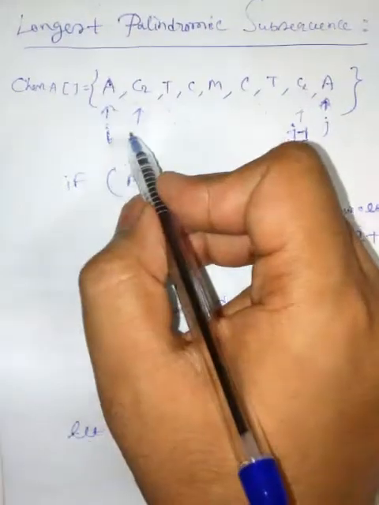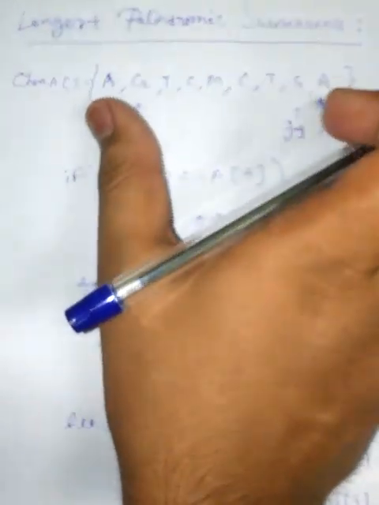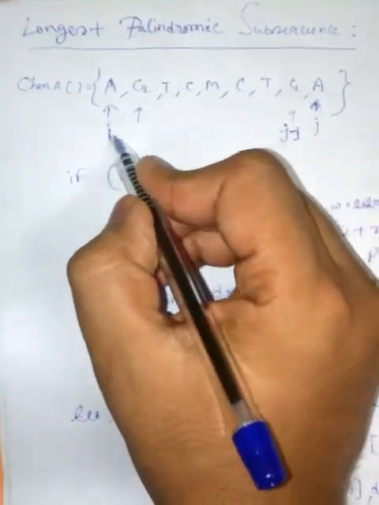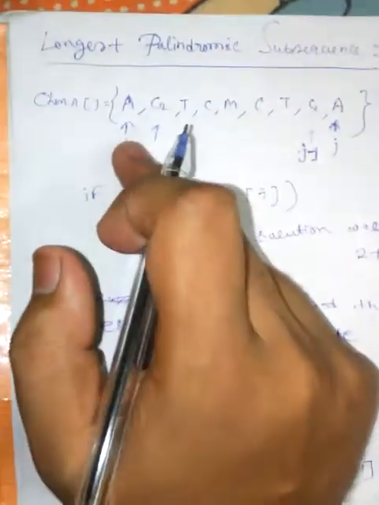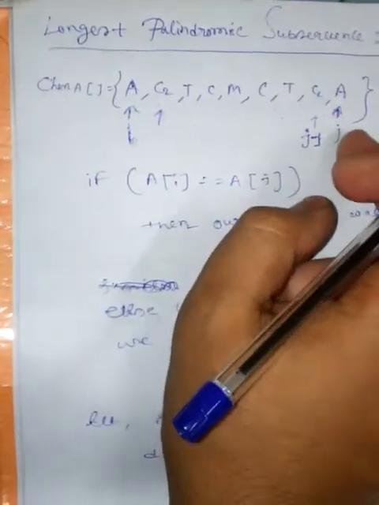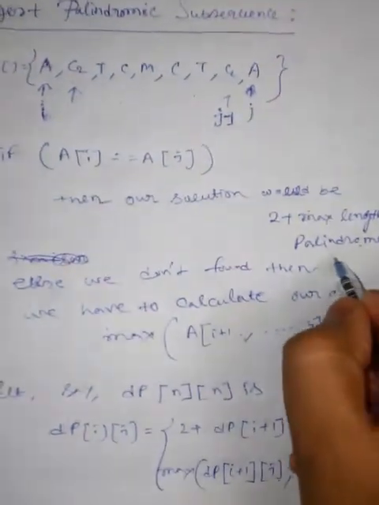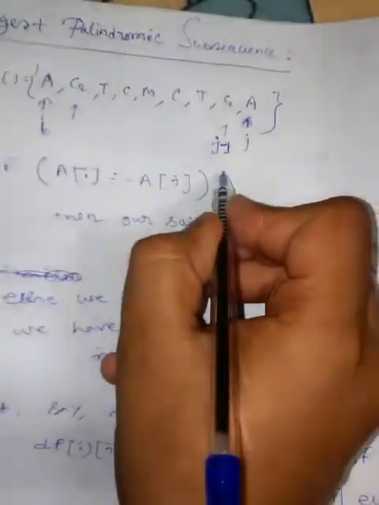So here is the approach. We start from the total length we have taken. We take two pointers at the first position and the last position, where i is the first pointer and j is the end pointer. If a[i] is equal to a[j], then our solution would be 2 plus the max palindromic subsequence of a[i+1 to j-1].